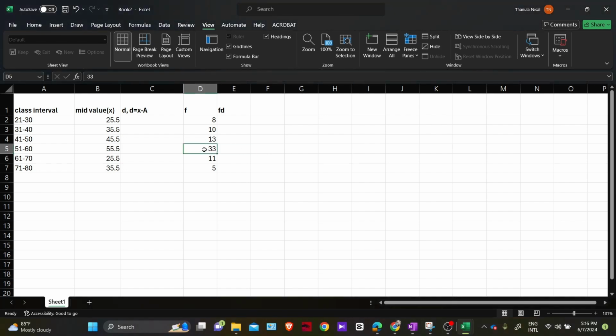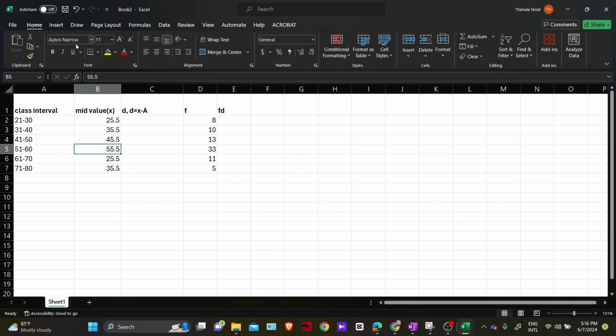The highest f value is 33. Therefore, mid value of that one is 55.5. So this is considered to be the assumed mean, right? Now these values are away from 55.5. We need to find that deviation. Deviation means the gap between those two, right?